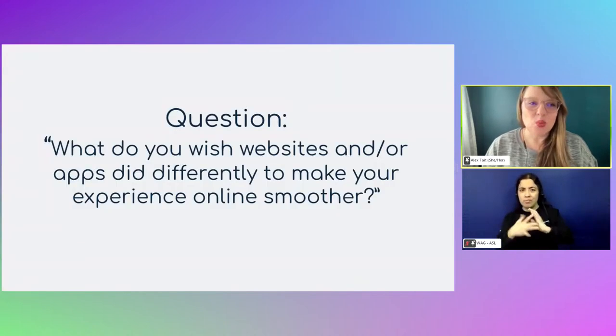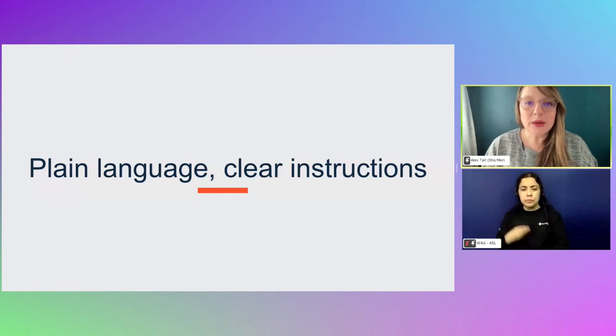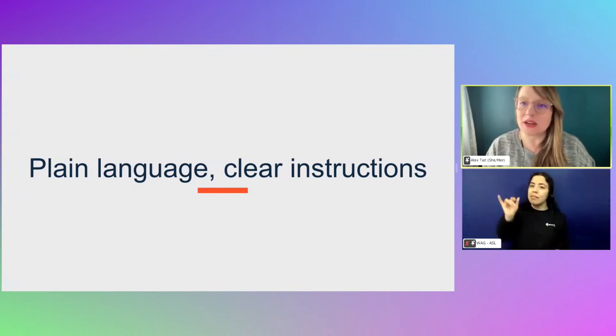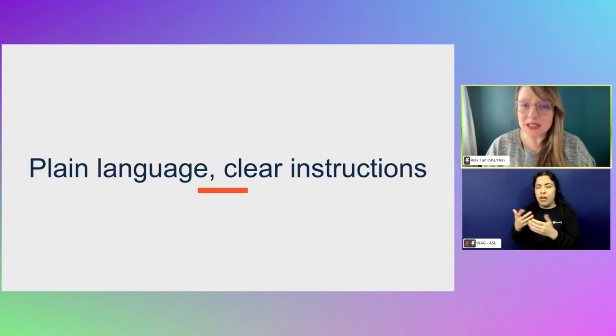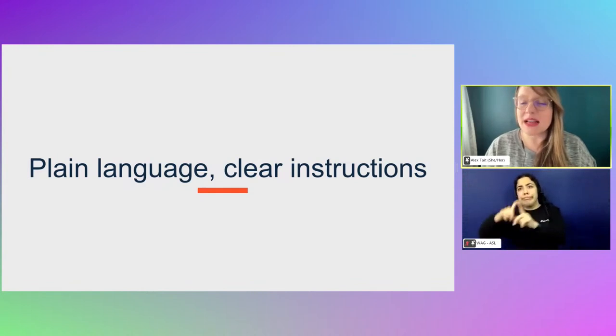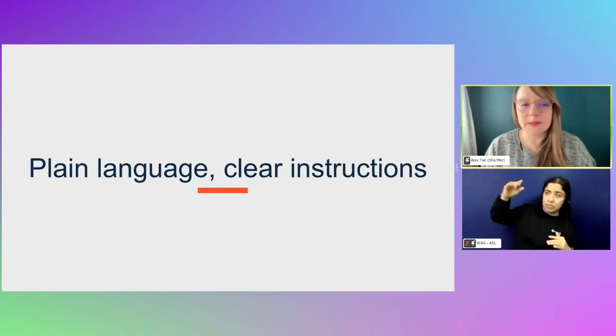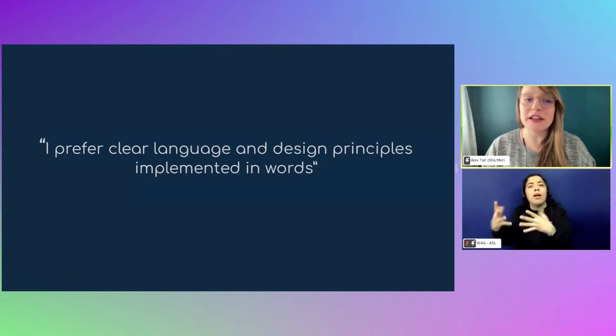Another question I asked is, what do you wish websites and or apps did differently to make your experience smoother? Language problems were a big theme. People are asking for plain language and clear instructions. And again, this relates to the content divide that was discussed under the gray divide. We need to help people better understand our products and avoid jargon. If we want people to keep up with learning our products and avoid exacerbating the learning divide, we need to provide easily discoverable and clear instructions. Quote, I prefer clear language in design and design principles implemented in words.